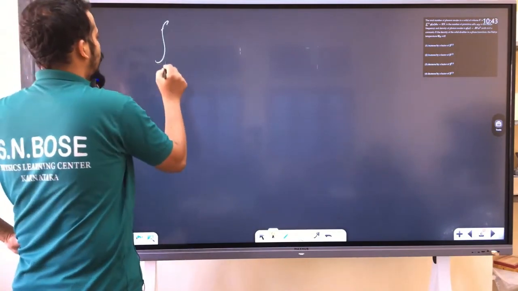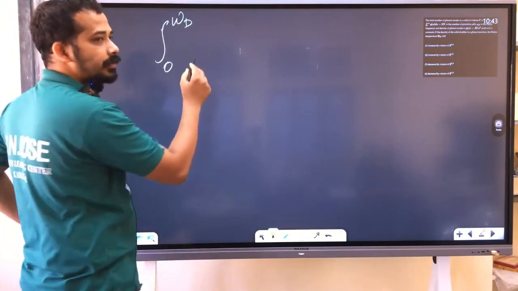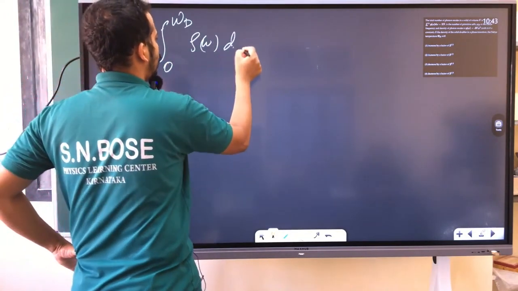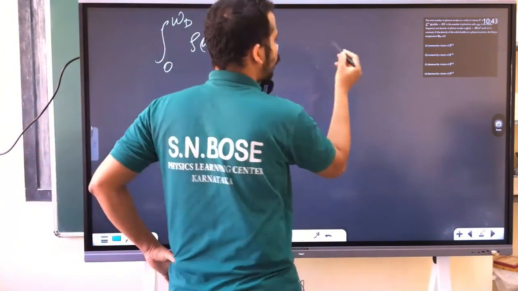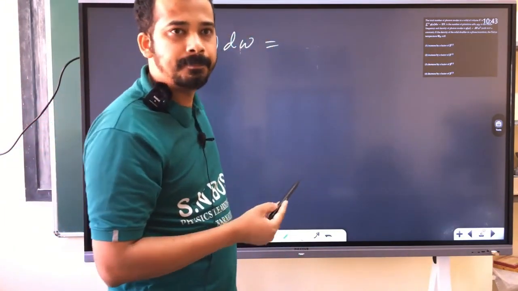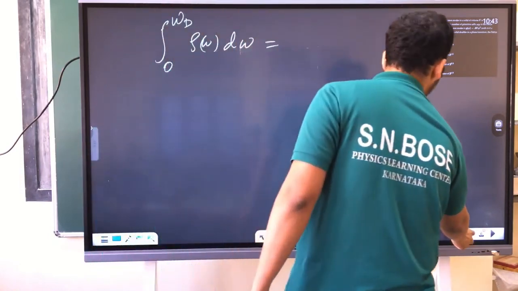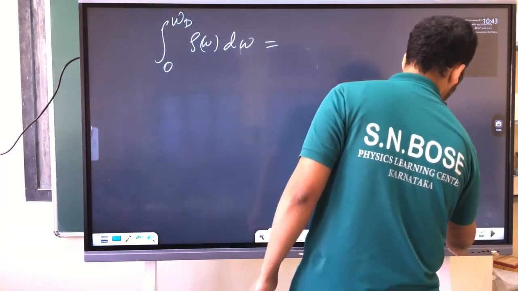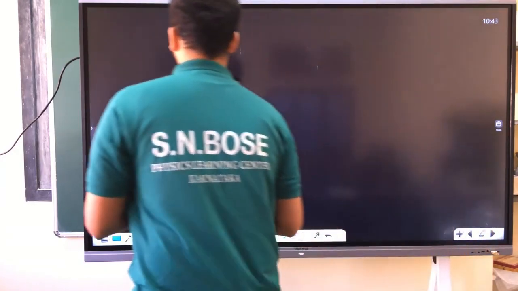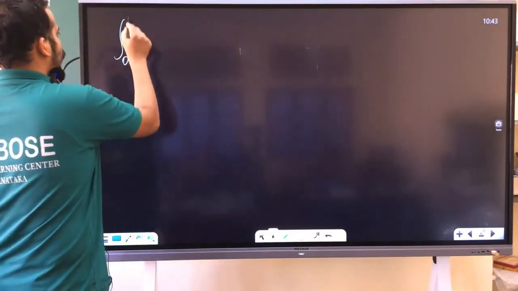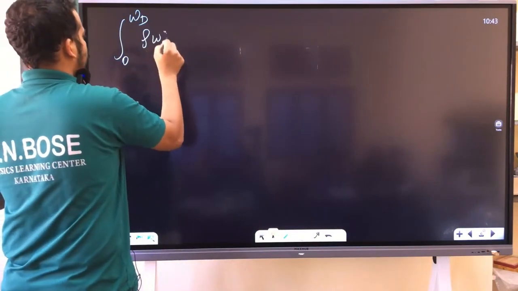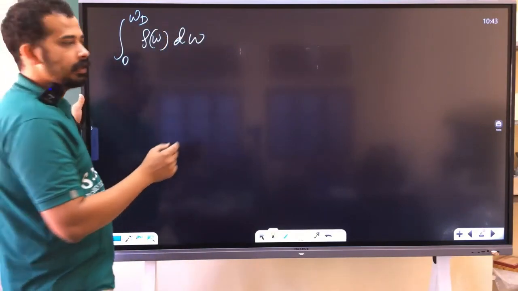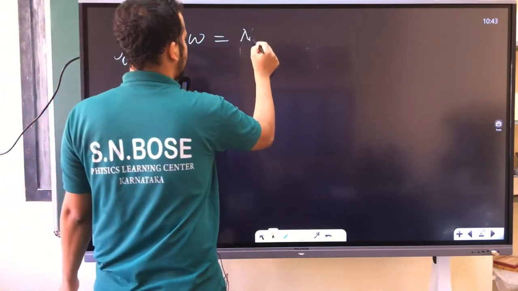What is this one? Do you remember? The integral from 0 to omega D, the Debye frequency definition, of rho of omega d omega is equal to the number of modes. This omega D is the highest frequency, we call it the Debye frequency, isn't it? This is equal to the number of modes.